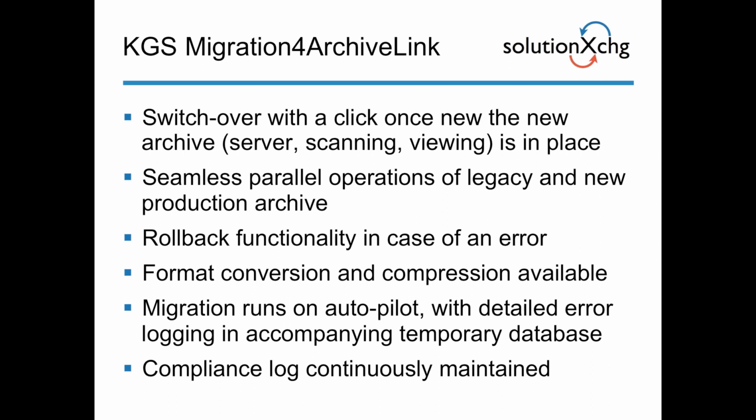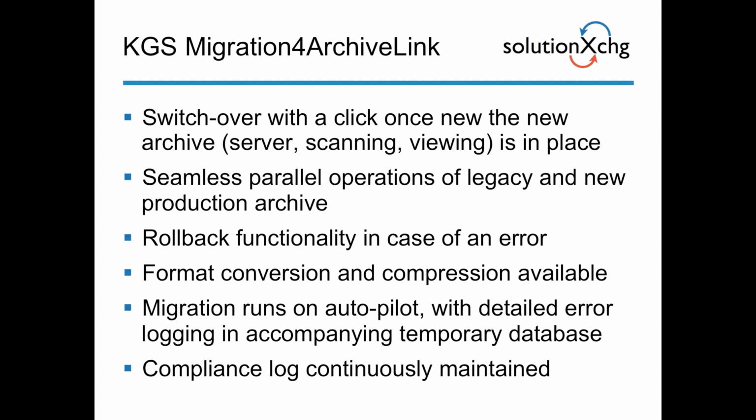But with the KGS migration for Archive Link, you can switch over with a click once the new archive server is in place, and that includes the server, the scanning, and the viewing capabilities. These three elements you need to investigate and verify that you have plans for how to solve and address those with the new archive system. With that, a seamless parallel operation of the legacy and new production archive is possible.